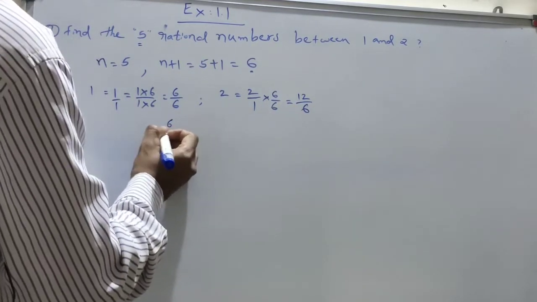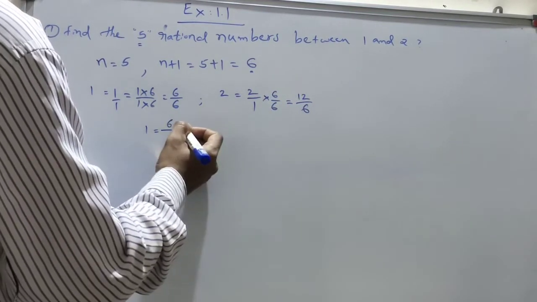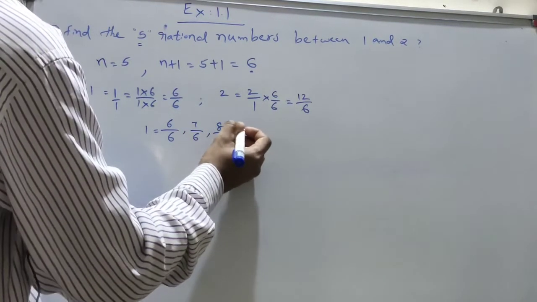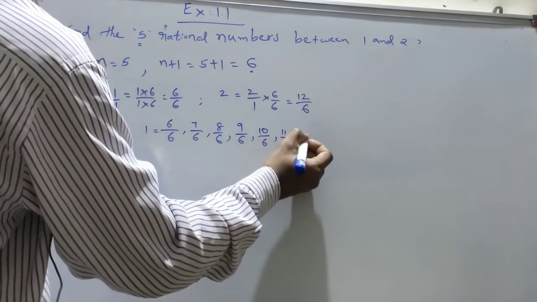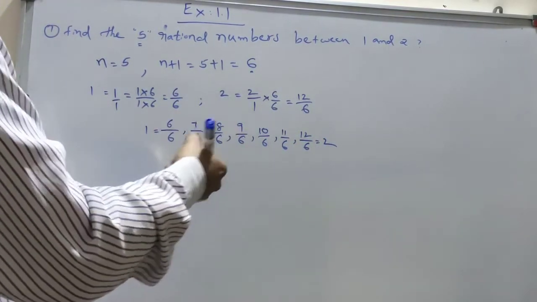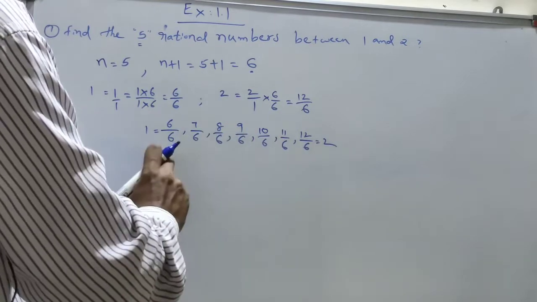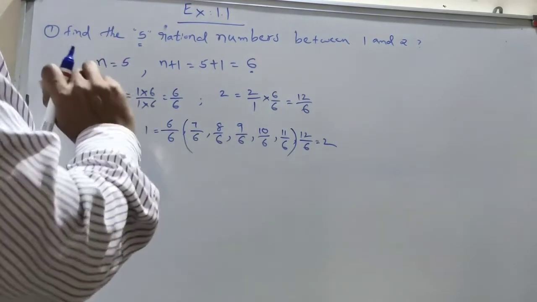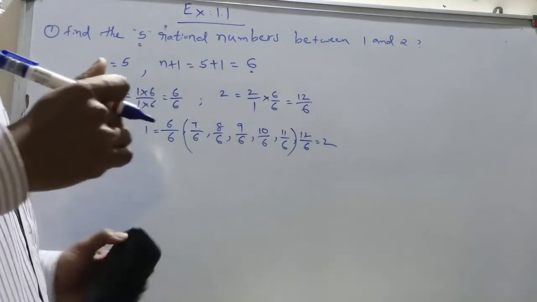So what we have here, 6 by 6 is nothing but 1, and 12 by 6 is nothing but 2. Now after 6 by 6 we can write immediately 7 by 6, then 8 by 6, 9 by 6, 10 by 6, 11 by 6, and then 12 by 6, which is equal to 2. So let us count after 6 by 6 how many rational numbers there are: 1, 2, 3, 4, 5. After 6 by 6 and before 12 by 6, we have these 5 rational numbers. In this way we can easily find them. So this is the easiest sum.